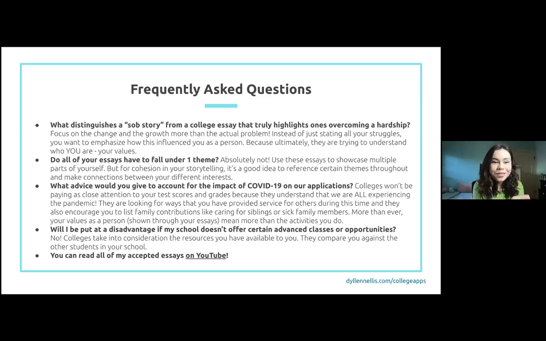But even if you do have a sob story, focus on the change and the growth more than the actual problem. Instead of just stating all your struggles, you want to emphasize how this influenced you as a person, because ultimately they are trying to understand who you are and your values, right? You don't want them to read your draft and think, this person's just dropping all their life problems on me, I don't know what to do with this. You need to say, I recognize this, here's how I'm addressing it.